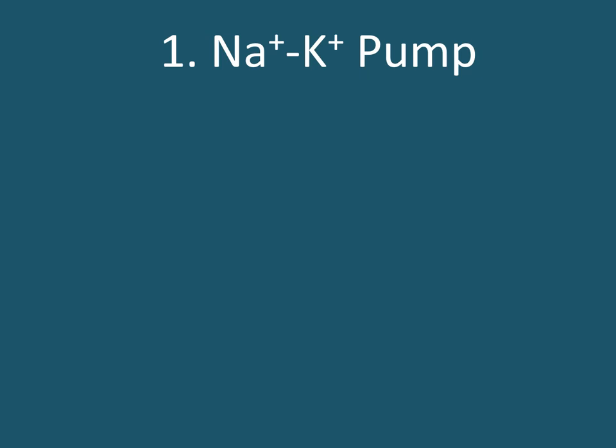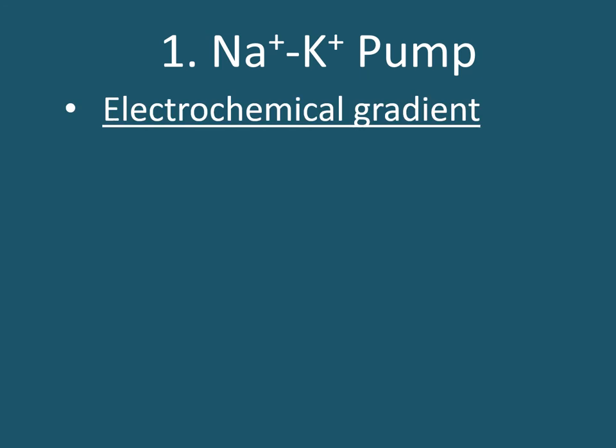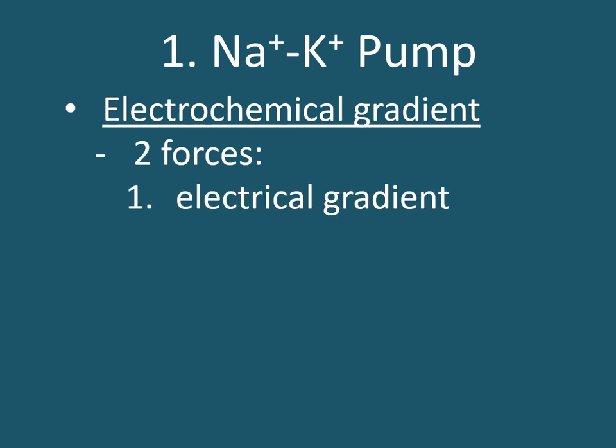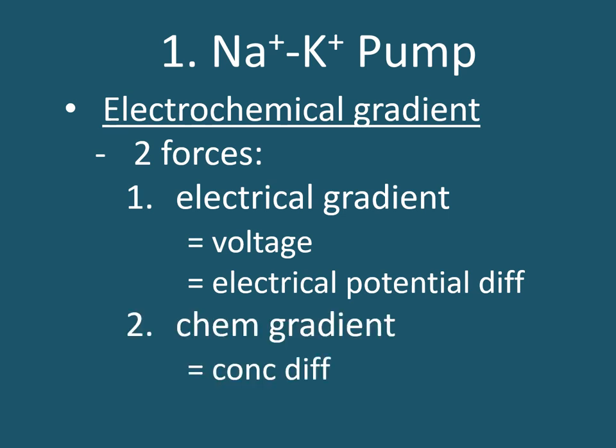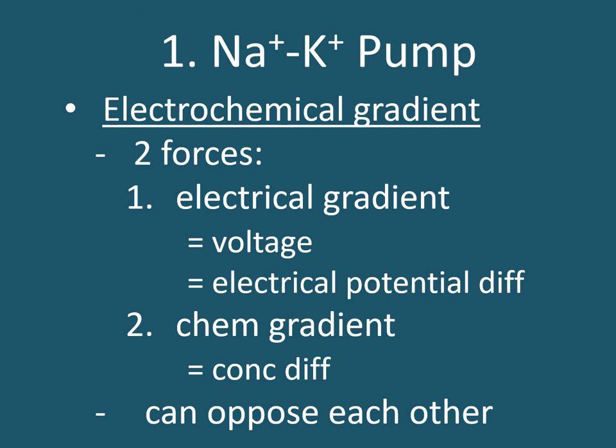The sodium-potassium pump is responsible for maintaining an electrochemical gradient. The electrochemical gradient is composed of two forces, an electrical gradient and a chemical gradient. The electrical gradient, like a voltage, is a separation of charges. As discussed, the inside of the cell is negatively charged, while the outside is positive. This is also known as an electrical potential difference. The other force, a chemical gradient, is simply the difference in the concentration of sodium and potassium ions. It is also possible in some instances for these two forces to oppose each other.